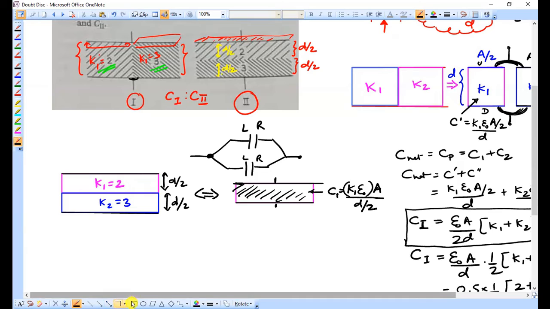And what is happening? It is connected side by side with another capacitor whose entire area is filled with dielectric constant K2. Okay, so this is one plate of that capacitor. This is another plate. The space is completely filled now. This entire space is completely filled with dielectric K2.